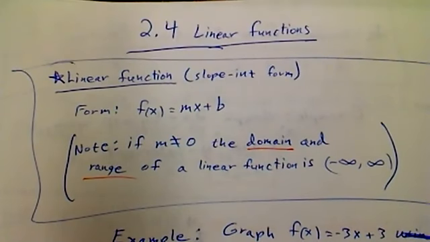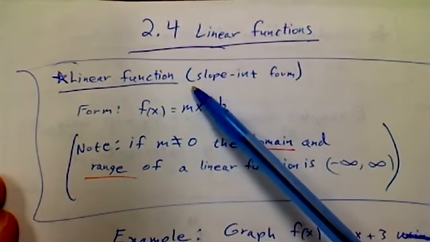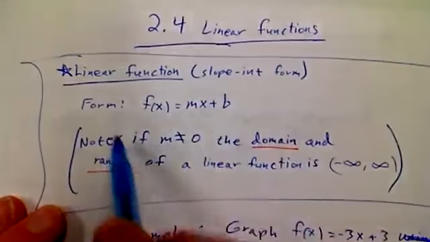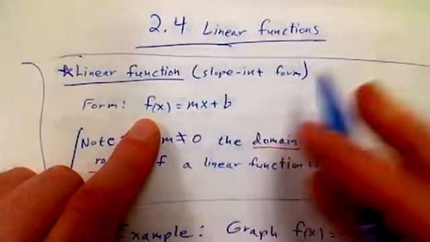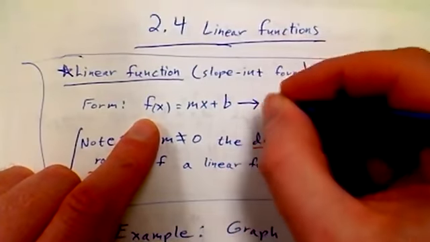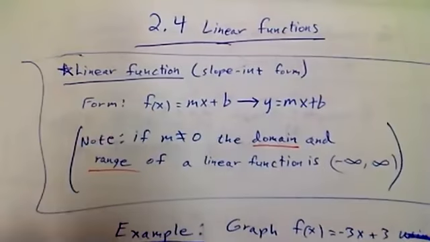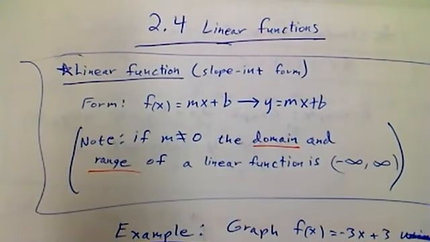Hey guys, I want to talk about linear functions for 2.4. The form of a linear function looks just like slope-intercept form because it really is. The form is f of x equals mx plus b. Now f of x, if you remember, is the same as just saying y equals mx plus b, just saying, hey, by the way, this is a function.